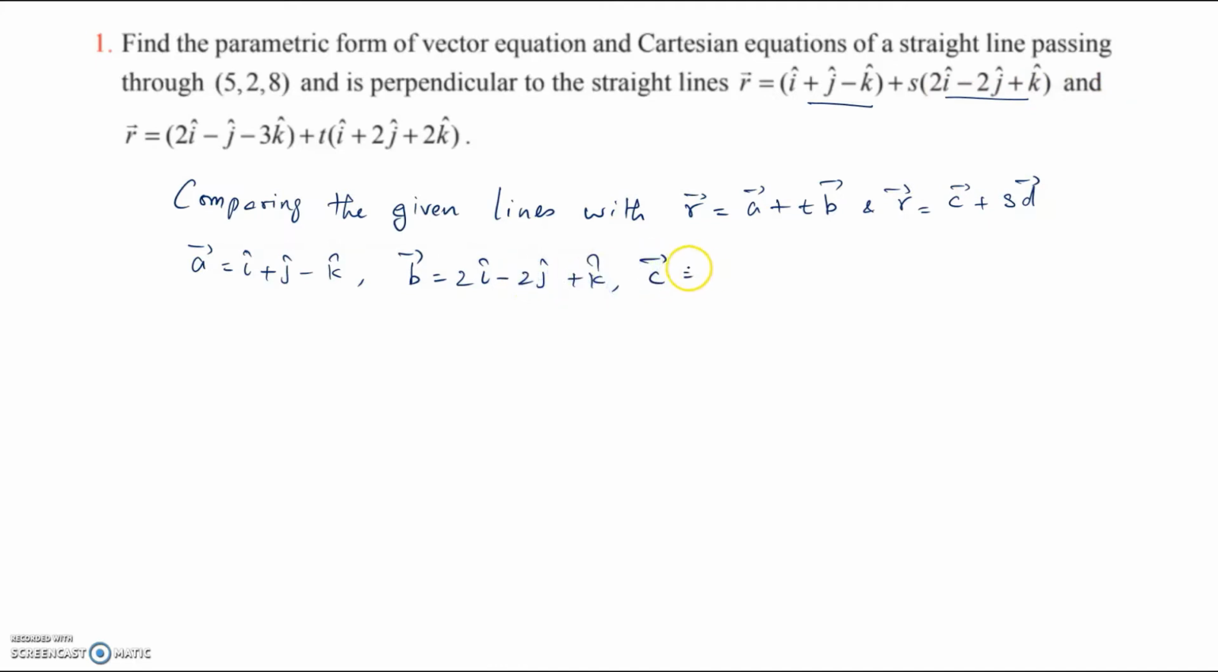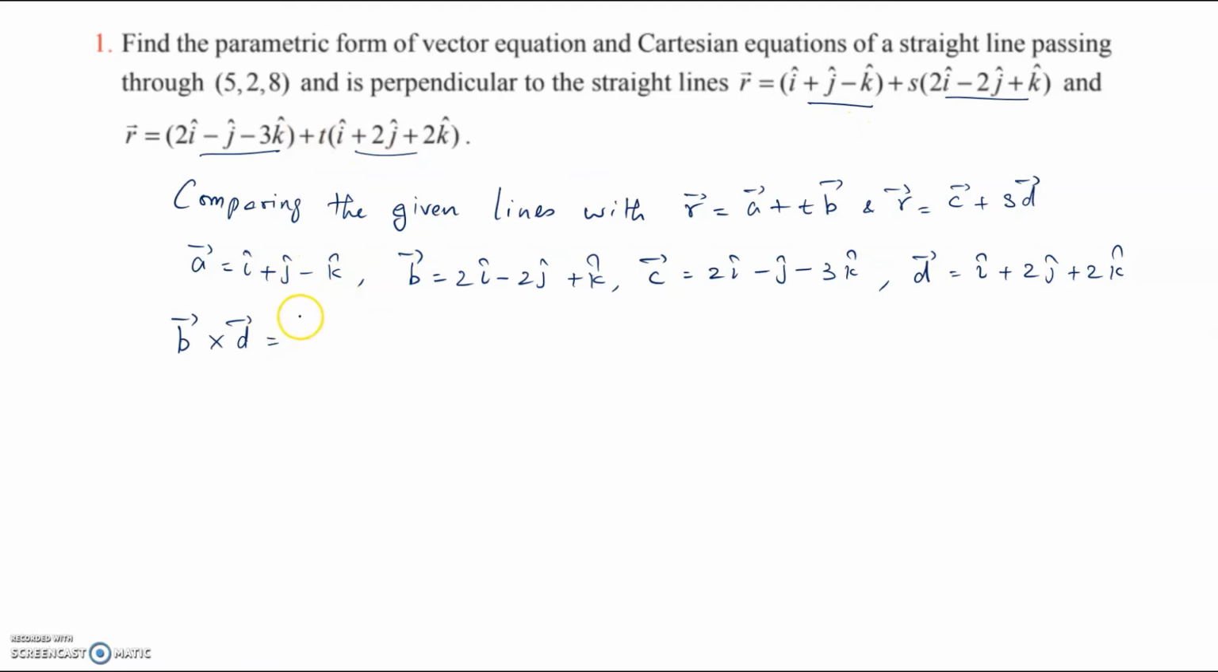Similarly, vector C will be equal to this here, which is 2i cap − j cap − 3k cap, and our vector D will be equal to this vector here, so that's i cap + 2j cap + 2k cap. So we need to find B cross product with D, because that is the vector which is perpendicular to these two given lines.